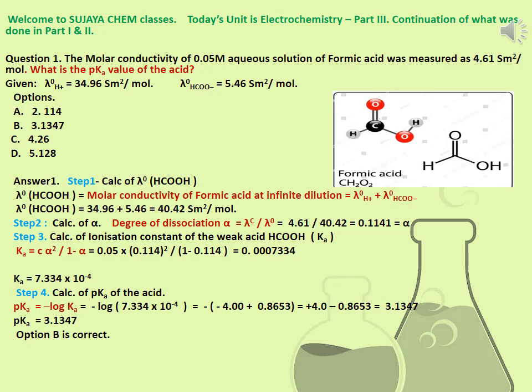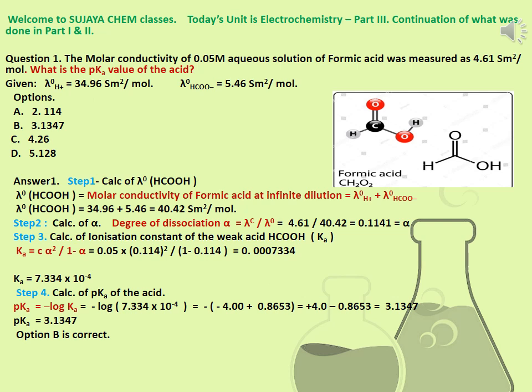What is given? Lambda naught H plus, the molar conductivity at infinite dilution of hydrogen ions, is given as 34.96 Siemens meter square per mole, and that of methanoate or formate ion, lambda naught HCOO minus, is given as 5.46 Siemens meter square per mole. 4 options are given. We need to work out and then choose the right option.